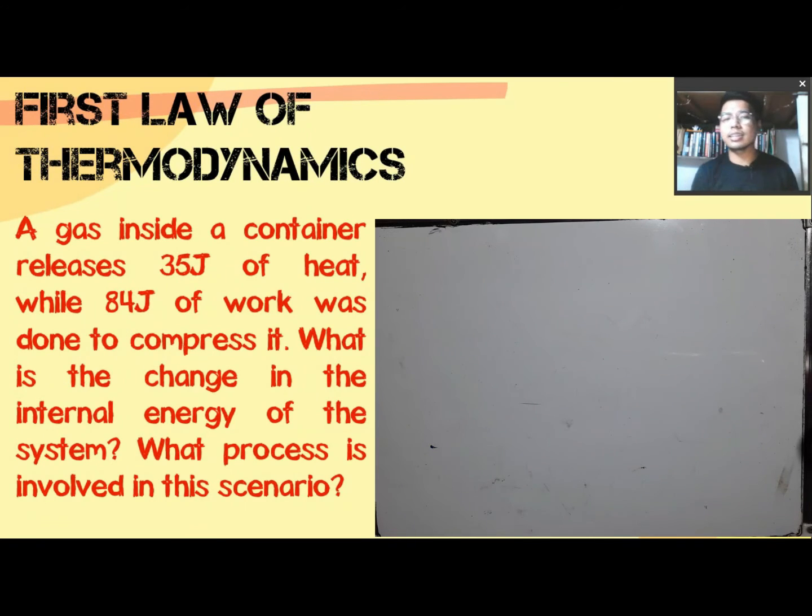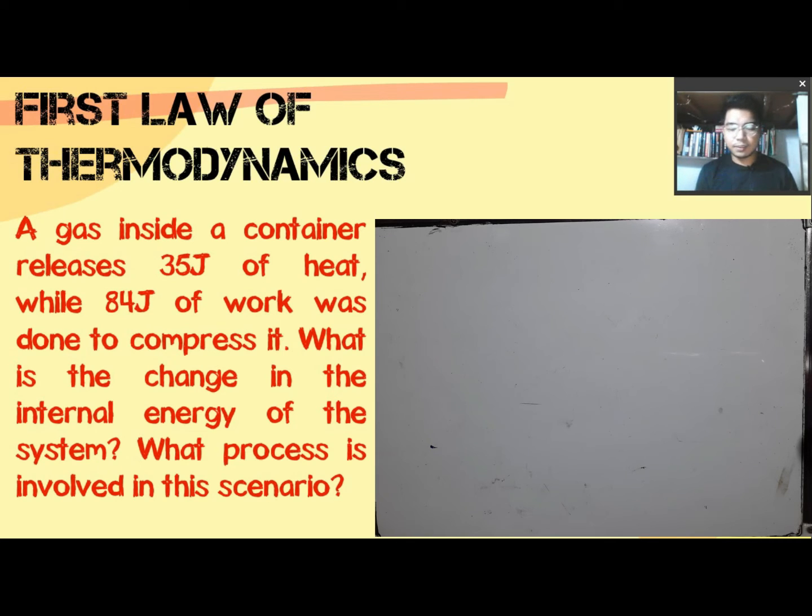And speaking of which, let's simply start with this problem. A gas inside a container releases 35 joules of heat, while 84 joules of work was done to compress it. What is the change in the internal energy of the system? And what process is involved in this scenario? Okay, how are we now going to determine if it is an example of an exothermic or an endothermic process?